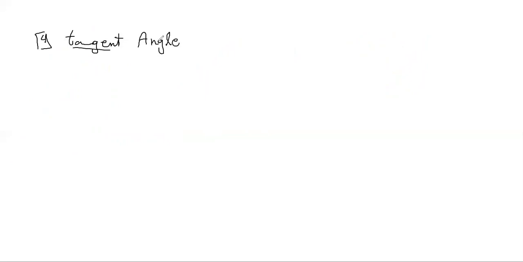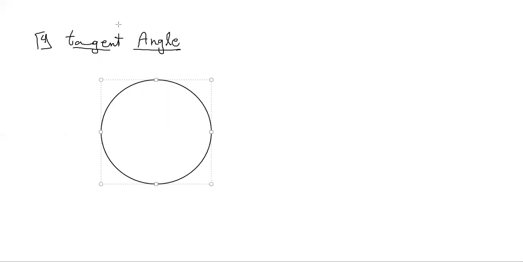And what is a tangent angle? If I have a circle, and if we draw a tangent to that circle, which is a line that touches the circle at one point. That's called a tangent. This is called a circle. Got the point, people? Okay.